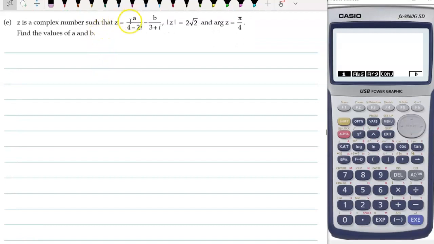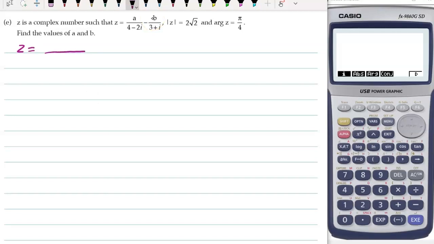For part E, we've got quite a bit going on here algebraically. We've got this complex number for z that we're going to need to tidy up before we can do much with it. We're told about its modulus and its argument, but we can't use them until we've got z in the form of real plus imaginary part. So we're going to work on that first.